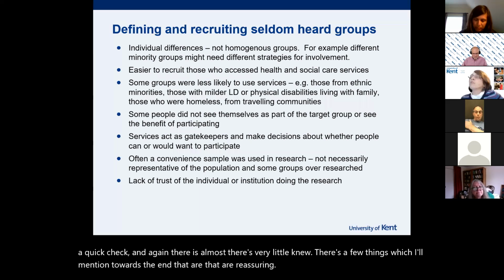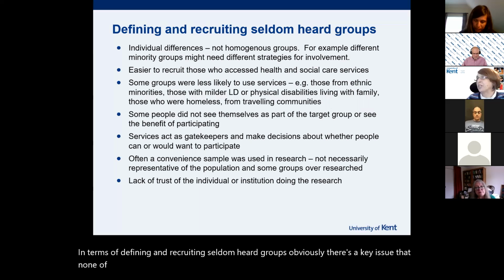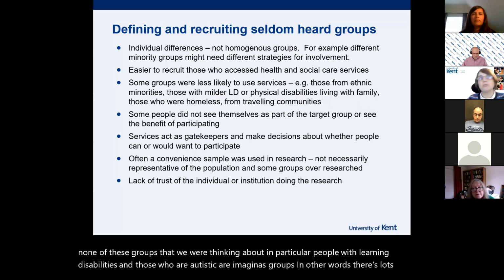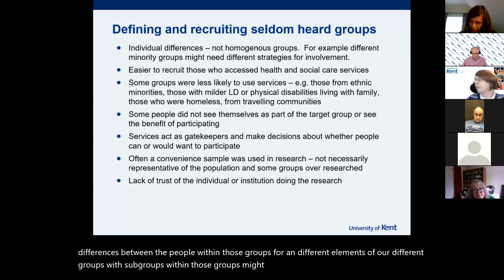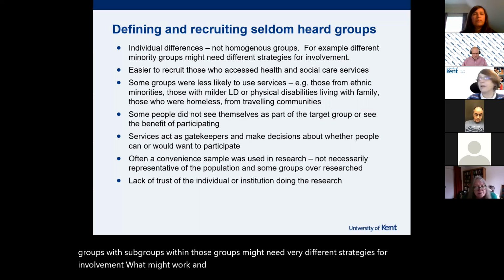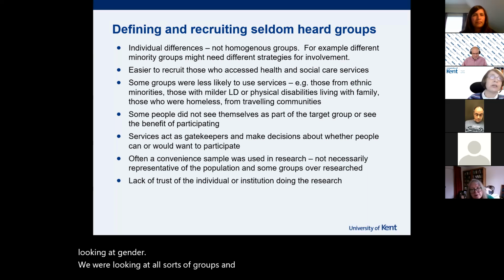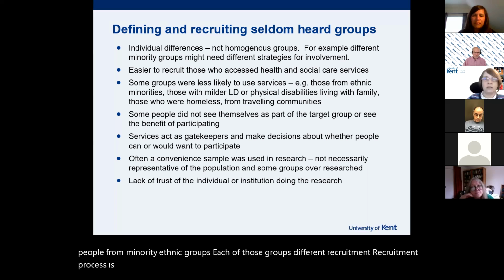In terms of defining and recruiting seldom heard groups, obviously there's a key issue that none of these groups we were thinking about, in particular people with learning disabilities and those who are autistic, are homogenous groups. In other words, there are lots of differences between the people within those groups, and different subgroups might need very different strategies for involvement. We were also looking at minority groups, at gender, at all sorts of groups, and even when we were looking at involving people from minority ethnic groups, different recruitment processes worked better for some groups than for others.